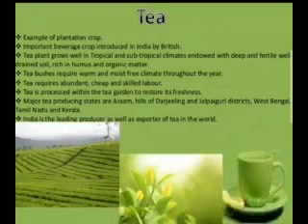Tea requires abundant, cheap and skilled labor. Tea is processed within the tea garden to retain its freshness. Major tea producing states are Assam, hills of Darjeeling and Jalpaiguri district of West Bengal, Tamil Nadu and Kerala. India is a leading producer as well as exporter of tea in the world.